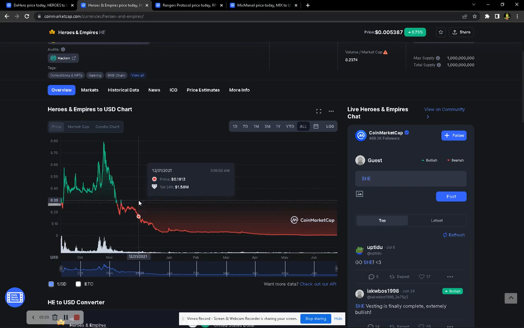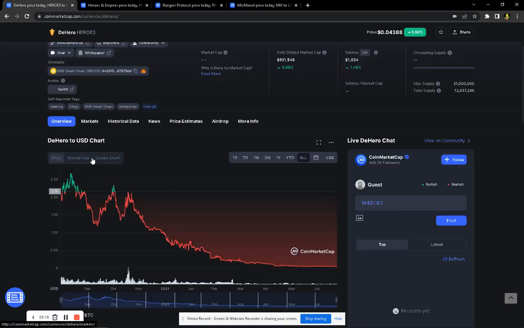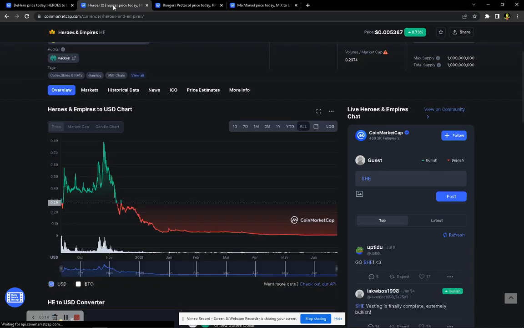Do I think this token's going to come back? Maybe. I don't really know too much about Heroes and Empires, but I do know about Dehero, and I know what Dehero has coming. Not financial advice. Do your own research. But I'm not going to show you more about this. I'm just showing you that with other play to earn games, mostly all of them are looking pretty much like this. NFT games, it's all relative. But Axie Infinity, that's a little bit different. You know, there's a lot of hype around that game.